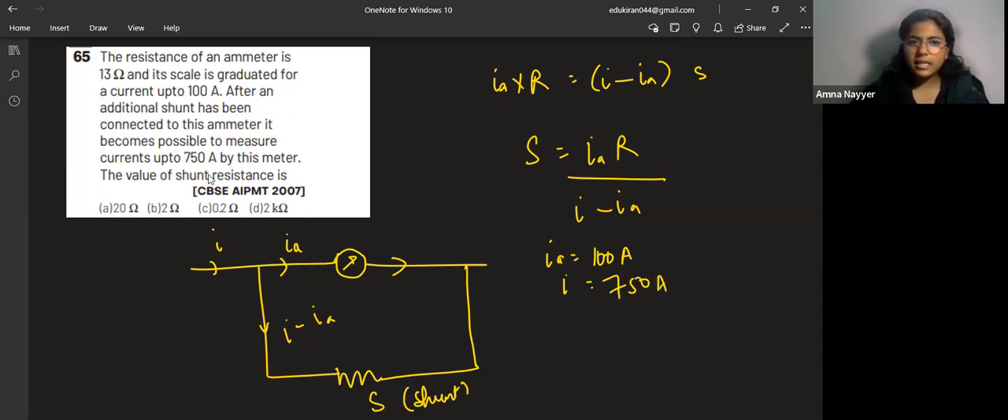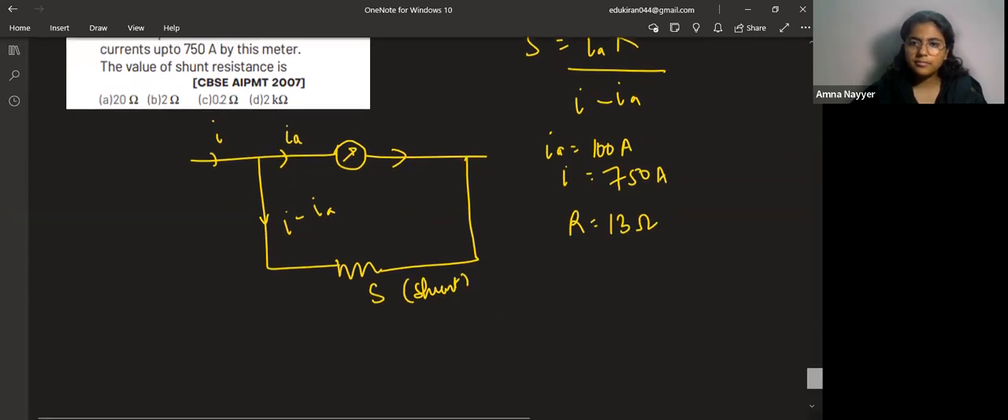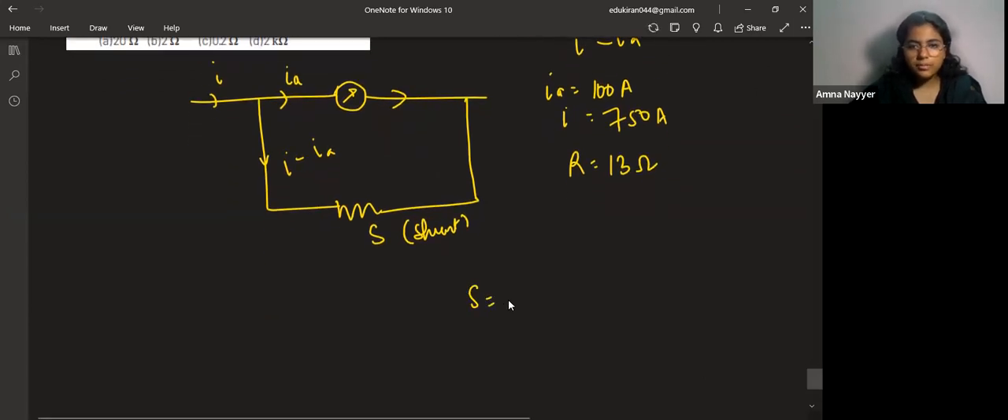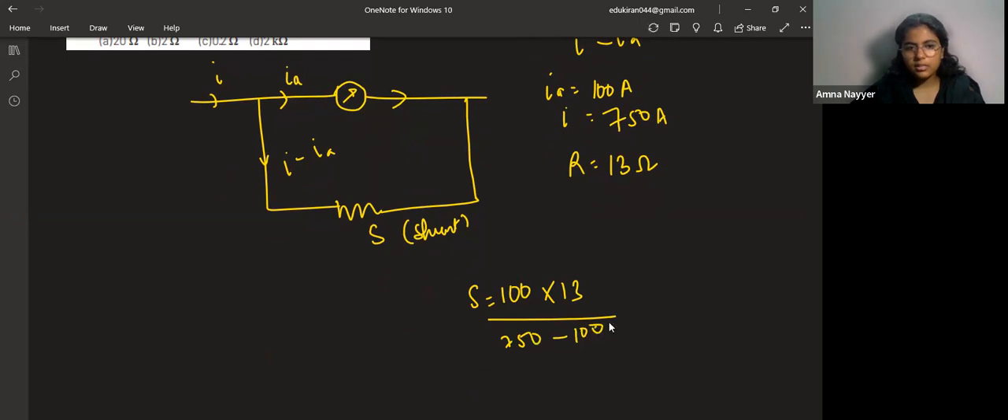The resistance is given as 13 ohms. Just S is unknown. So this becomes 100 into 13 by 750 minus 100, which comes out to be 2 ohm. So the correct answer, as answered by Alia, is option B. Note down the solution.